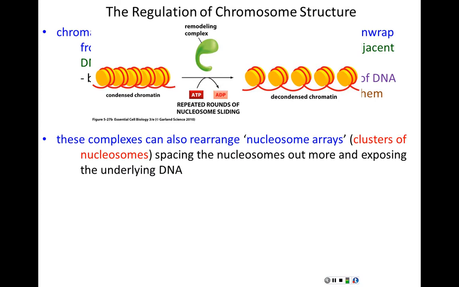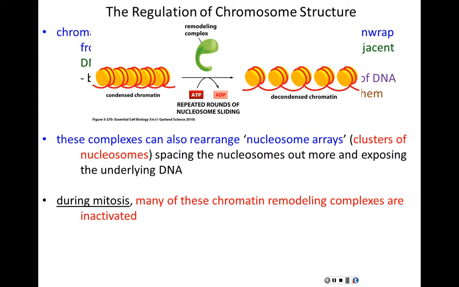And the chromatin remodeling complex comes in. It uses the energy of ATP, and it spaces these nucleosomes out quite a bit more. You see there's a lot more linker DNA exposed. These are all exposed sequences now that could be the targets for other proteins and other processes. They call this decondensed chromatin, chromatin that's a little bit more permissible, a little bit more accessible. During mitosis, most chromatin remodeling complexes are inactivated, and it's believed that this is done because most chromatin remodeling complexes loosen DNA.